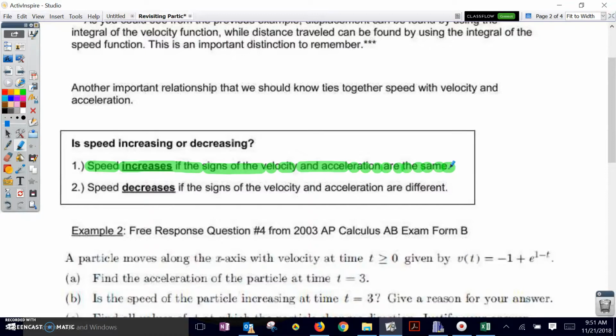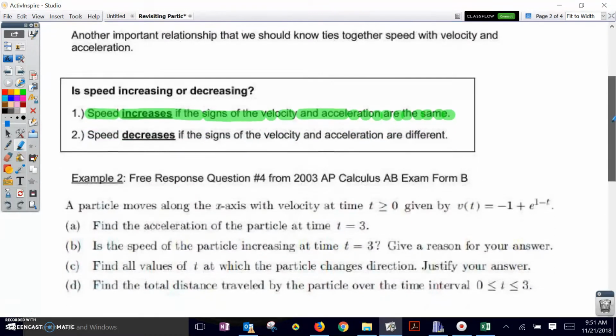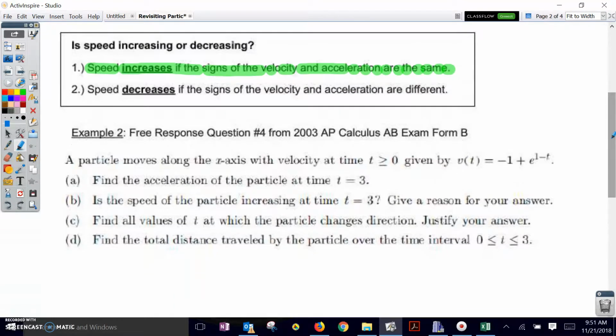Alright, let's look at example 2 here. This is free response question number 4 from the 2003 AP Calc AB exam Form B. This is a non-calculator question, or at least it was on the exam. So let's handle it without a calculator. A particle moves along the x-axis with velocity at time t greater than or equal to 0, given by v of t equals -1 plus e to the 1 minus t.